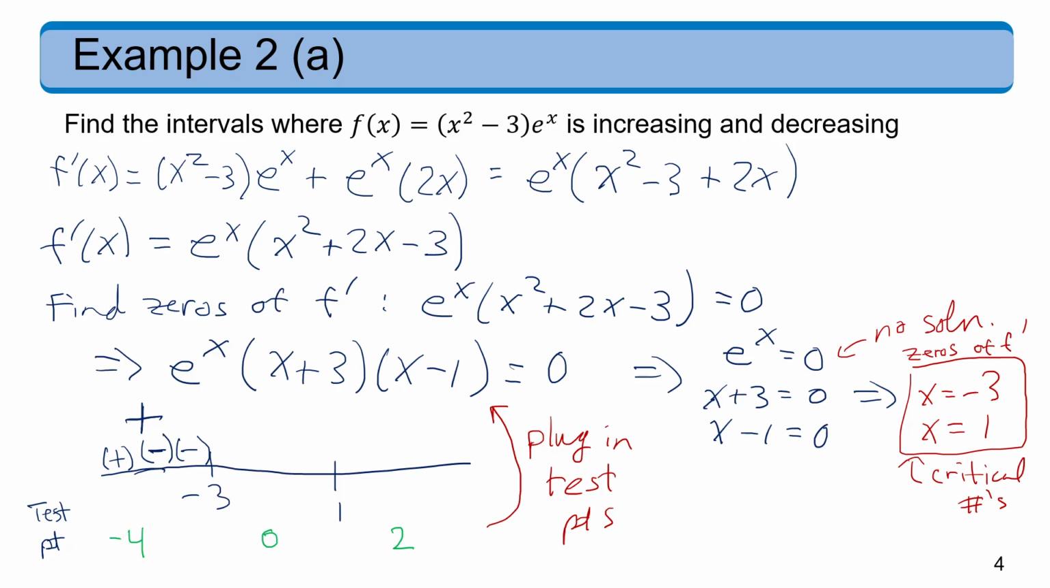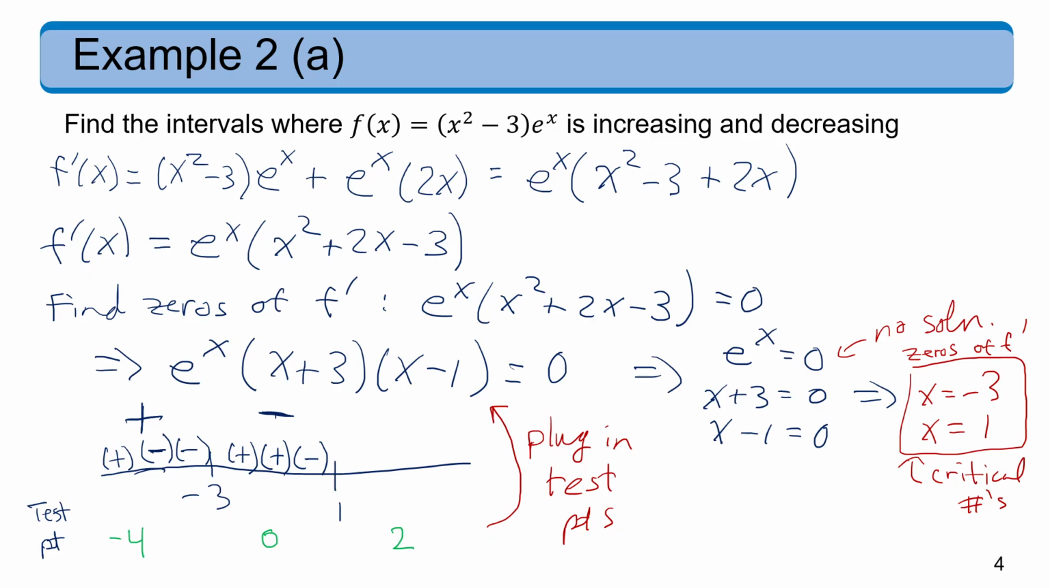Now we repeat this process for our next test point. When I plug 0 in here, e to the 0 is 1, which is positive. When I plug 0 into x plus 3, I get 3, which is positive. And when I plug 0 into 0 minus 1, I get -1, which is negative. So the product of those three signs, a plus, a plus, and a minus, will give me a negative result.